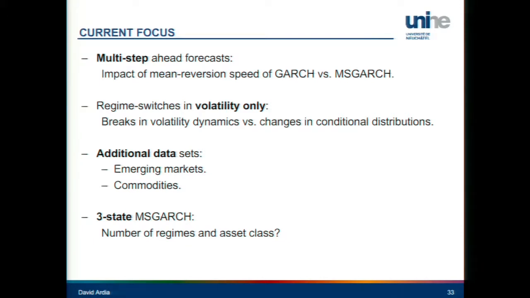Now we have parameterized the model such that all parameters can change across regimes. The volatility parameters, but also the conditional distribution parameters. So we want to disentangle whether it is really the kurtosis feature or the volatility feature which makes Markov switching better. This is something we want to investigate. Obviously, additional data sets. We are currently working on emerging markets data and commodities. And the last question will be to see what happens with the three-state Markov switching model and whether the optimal number of regimes, which could be obtained, for instance, with the BIC criterion, depends on the asset class.